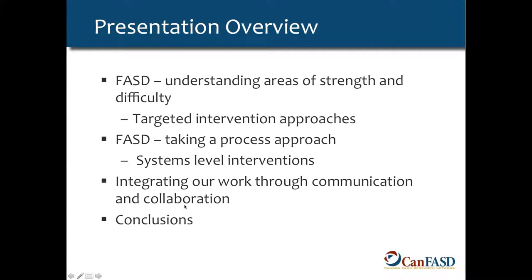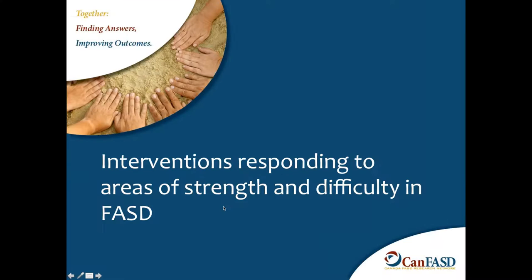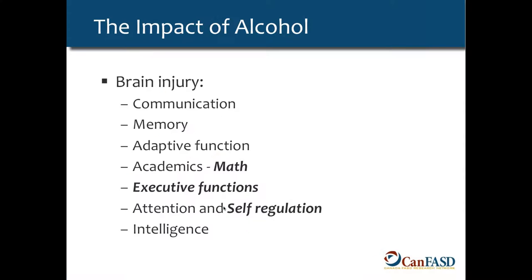And we're then going to speak a little bit very briefly about how we can continue to integrate our work into both types of interventions through communication and collaboration, because clearly both targeted and system level interventions don't operate in isolation, and how we marry these approaches and become collaborative and integrated in the way that we think about providing support to the FASD population really boils down to how effectively we're communicating and collaborating with other researchers, with service providers, with people in the community, with clinicians, practitioners, policymakers, and so on and so forth. And we'll finally wrap up with some key conclusions as it relates to FASD intervention.